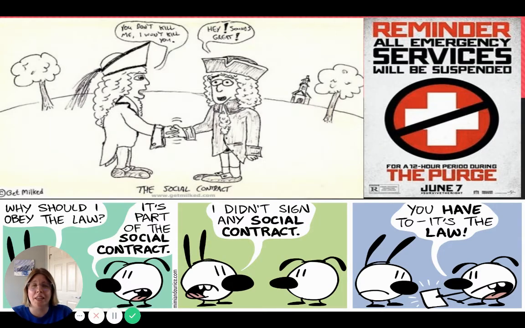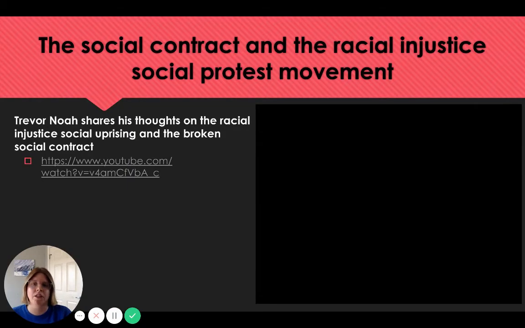The Purge, that movie, if you're familiar with it, is an idea where they get rid of the social contract for a 12-hour period. So the protections that we get are lost during that period, but you also have the total freedom to hurt people and steal from people, and all crime is essentially legal.